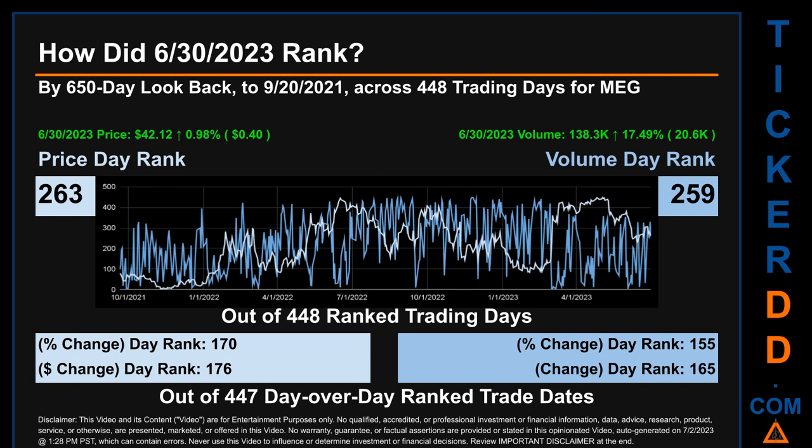The line graph overlays price and volume's daily ranking, as shown respectively in light versus dark blue, across those target days' trading days. In this view, essentially the dips are good whereas the spikes are bad. The price's day-over-day percentage change, jumping 0.98% on June 30, 2023, had a day rank of 170 while its dollar difference of 40 cents had a rank of 176 when compared day over day across 447 trading days. Volume's percentage change and difference were ranked respectively at 155 and 165.